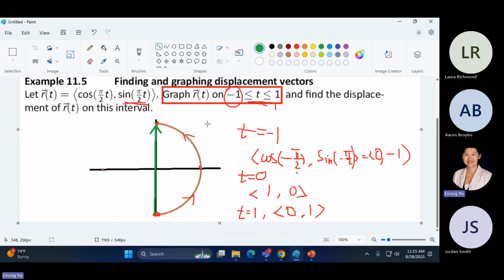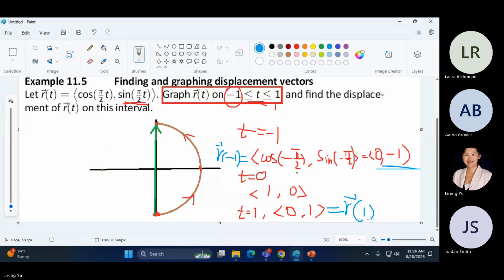Okay, so how do we calculate a vector like this? The same way as we did: you would do terminal point minus initial point. So your terminal vector is this. We have the earlier definition. This is our r(-1), which equals this vector. And then over here, this is r(1).